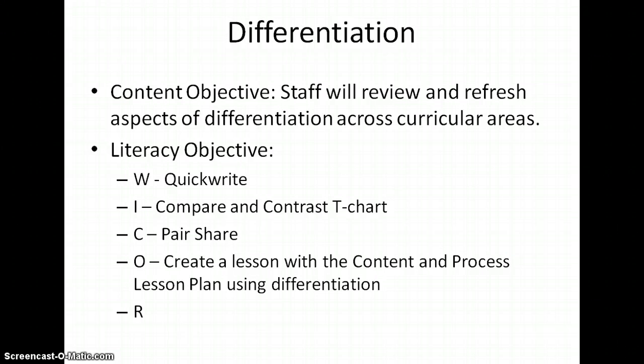Our content objective is the staff will review and refresh aspects of differentiation across curricular areas. Our literacy objective is written out in the AVID acronym. Writing today, we will be doing a quick write. For inquiry, we will compare and contrast on a T-chart. For collaboration, we will do a few pair shares. In organization, we will be creating a lesson with the content and process lesson plan using differentiation.